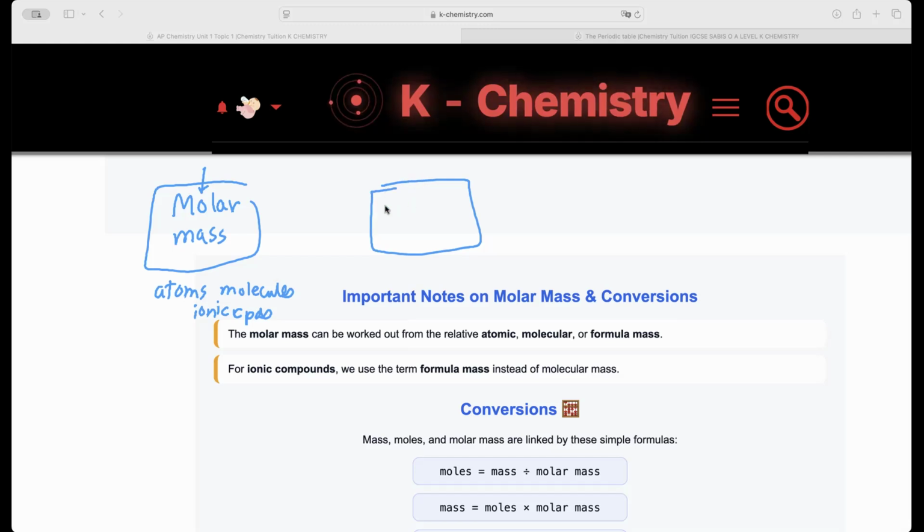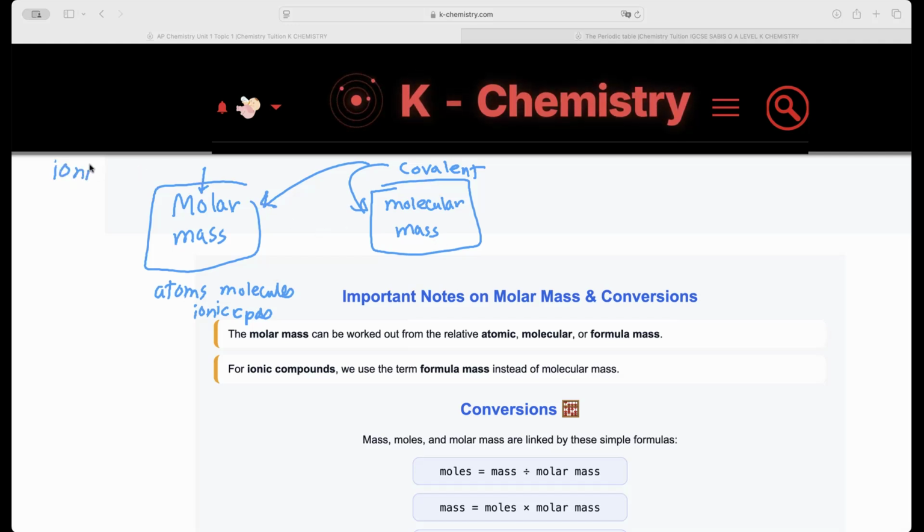But if you want to talk about molecules, you can say either molar mass or molecular mass. So for covalent compounds, I can use molecular mass or molar mass, because they are molecules. What about ionic compounds? In ionic compounds, never use the molecular mass. Ionic compounds use either the molar mass or the formula mass. Again, if you have an ionic compound, use either formula mass or molar mass. If you have a covalent compound, use molecular mass or molar mass.